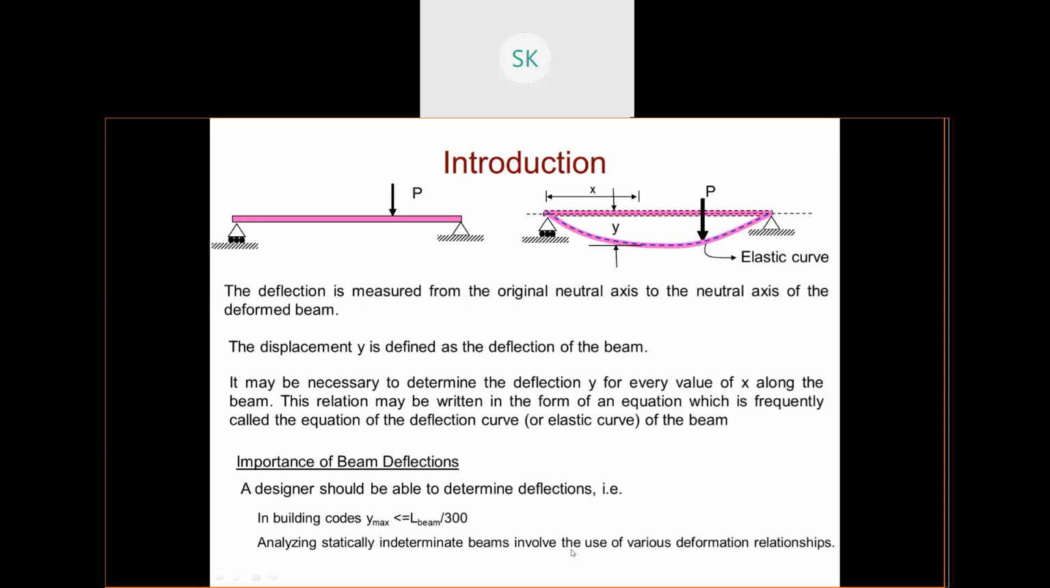Analyzing statically indeterminate beams involves the use of deformation relationships. I have discussed what is statically indeterminate and what is statically determinate. Statically determinate beams are those where you can use the three equations of equilibrium to find the reactions. Statically indeterminate beams are those where the equations are insufficient to find the reactions. So analyzing statically indeterminate beams involves the use of various deformation relationships.